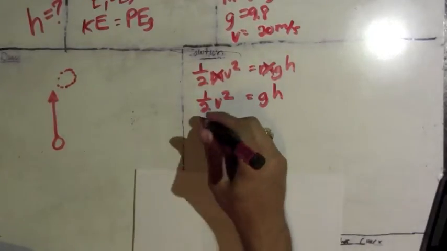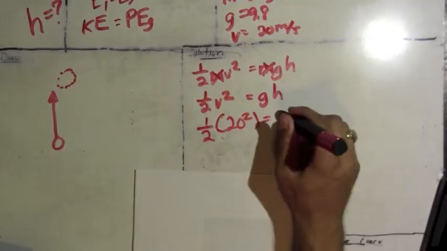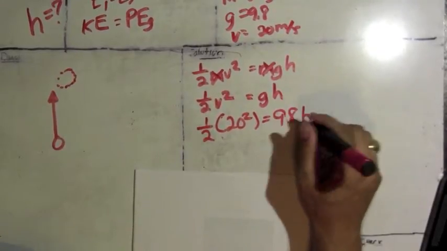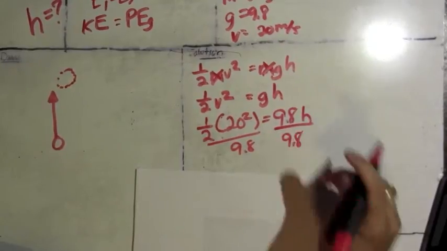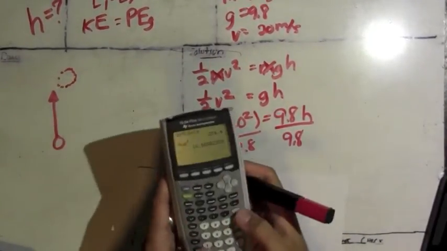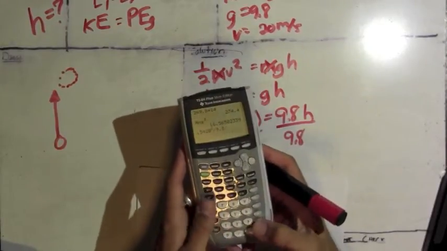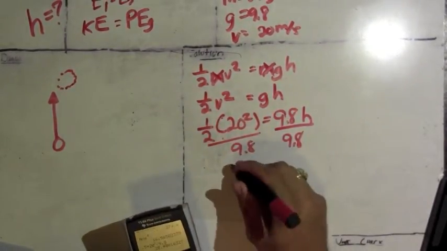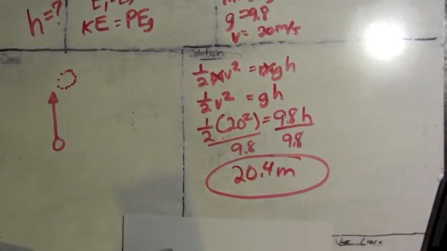So we say 1/2 of 20 squared equals 9.8 h. Divide both sides by 9.8. So we say 0.5 times 20 squared divided by 9.8, and it gives us 20.4 meters is the height that the rock will go.